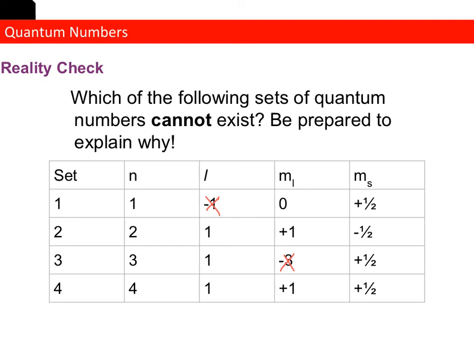So of the 4 sets, set number 1 is impossible and set number 3 is impossible. And be prepared to explain why this one cannot exist, or this one cannot exist in set 3, if a question like this comes up on an upcoming quiz or test.